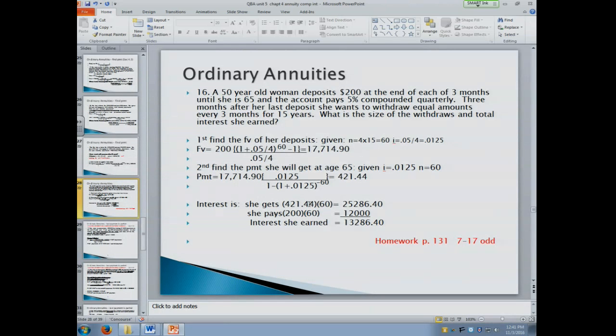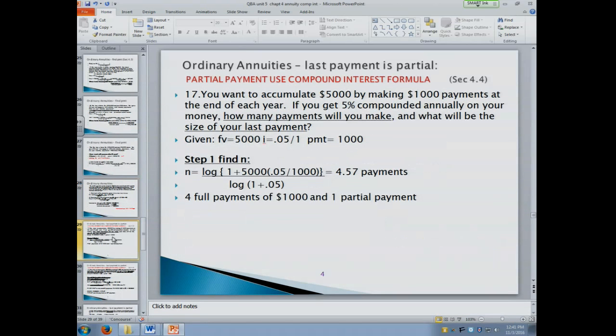So let's summarize this. She gets $421.44 for 60 months. She's going to get $25,286.40. She put into it $200 for 60 months, or $12,000. So the interest she earned was $13,286.40. You might want to pause this to review that. That's quite involved, and you might want to draw a timeline on that one. It would help.